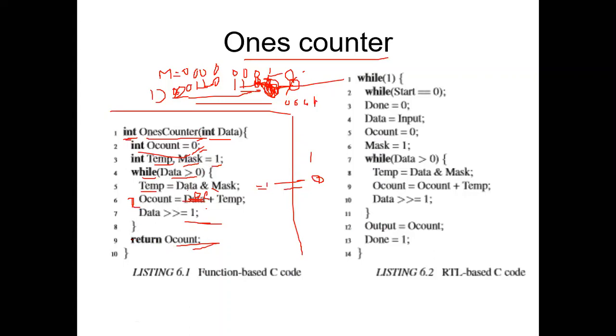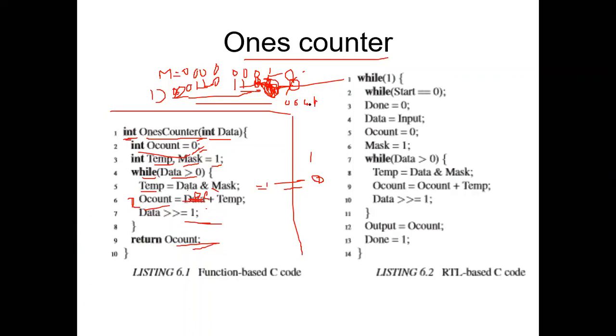After this loop, we return the value of output count. Whatever value is in the variable output count will be the return value of this function, and after that the loop ends. So that is the operation of the C code. If you are writing C code for a ones counter, it will be like this, a function-based C code. Normally C codes are function-based: when you call the function, it is executed and the return value is given back.